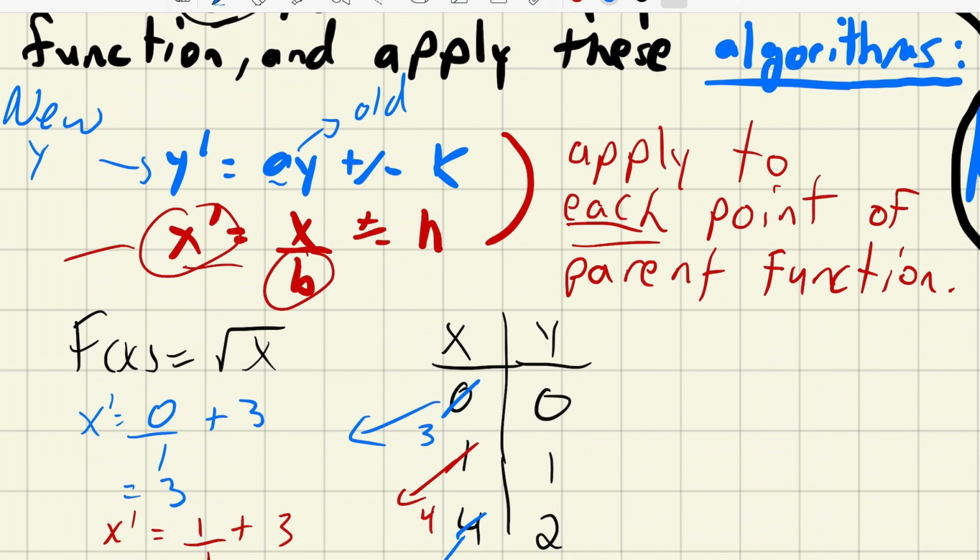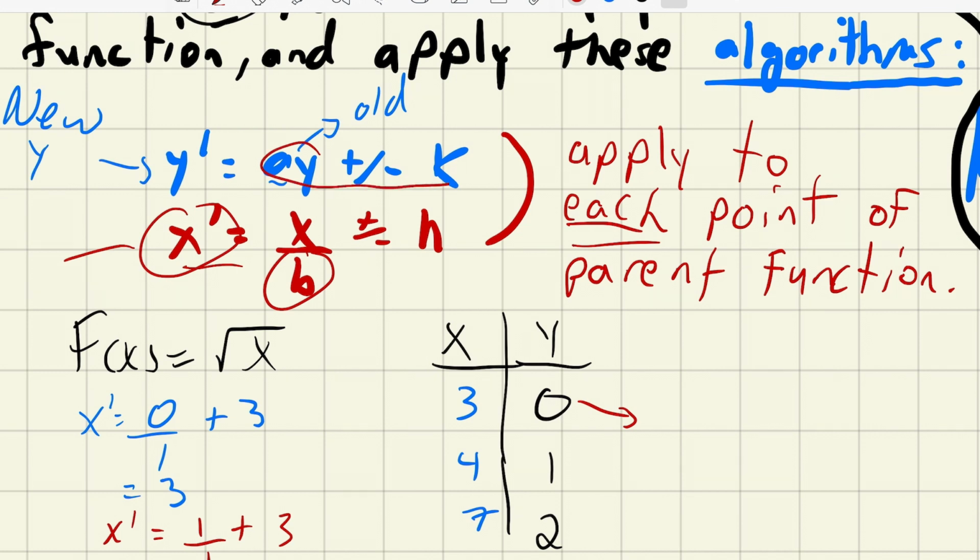So now I erase these after I've done these translations, and the new points are going to be 3, 4, and 7. Now I'm going to do the same thing for the y primes with the new y values. I'm going to apply it to each of these values. We're going to use this formula here.